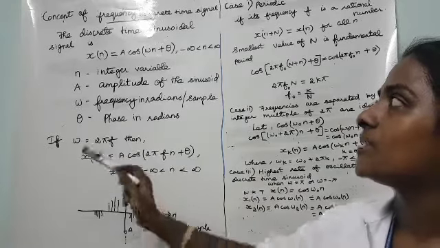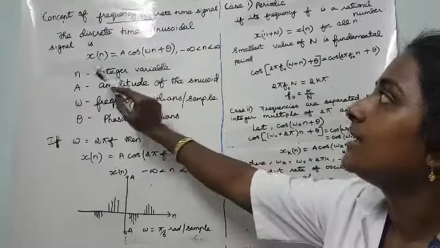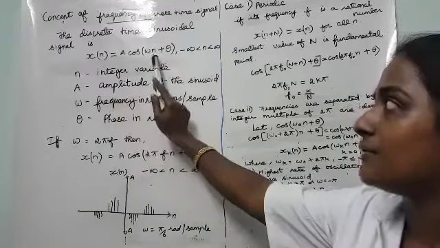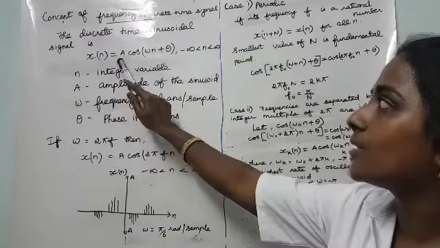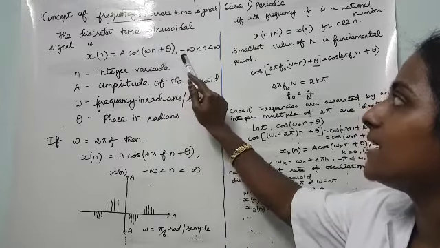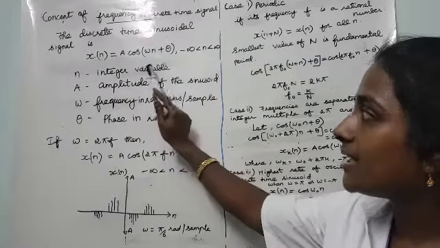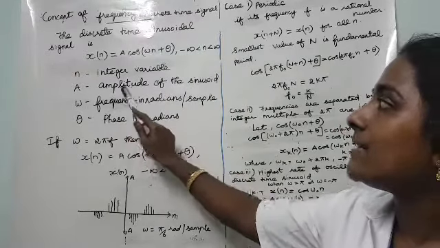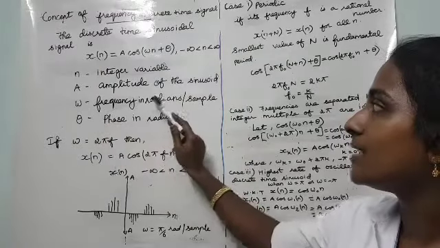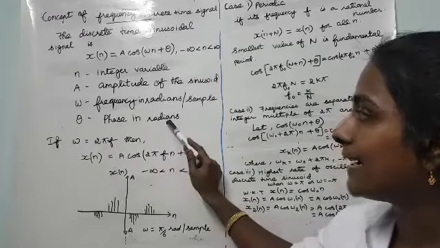Today I am going to teach about the concept of frequency in discrete time signals. The discrete time sinusoidal signal can be expressed as a function x of n is equal to A cos(omega n plus theta), where the limit varies from minus infinity to plus infinity. Here n is the integer variable, A is the amplitude of the sinusoid signal, omega is the frequency in radians per sample, and theta is the phase in radians.